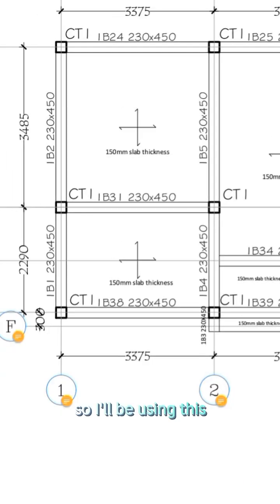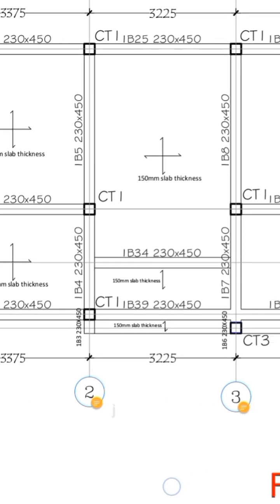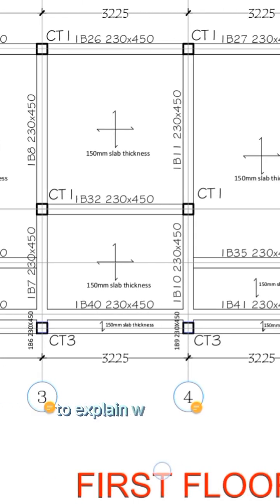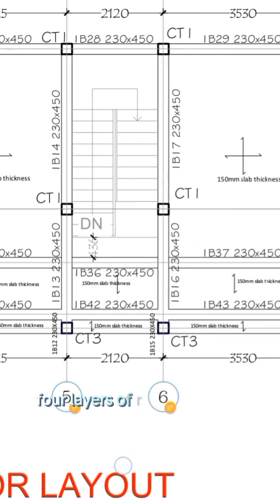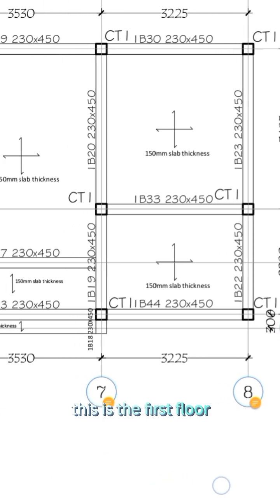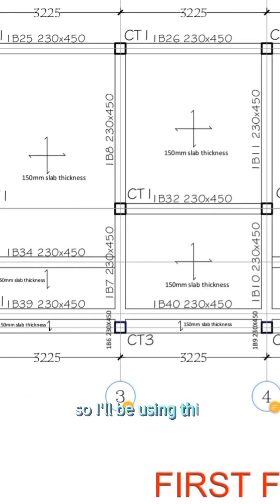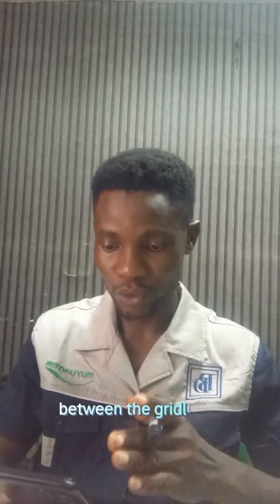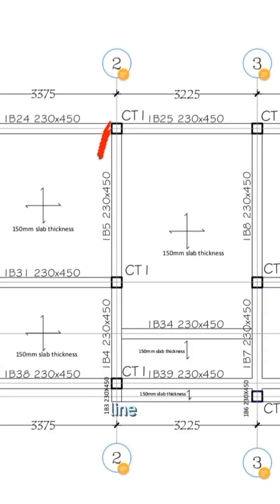So I'll be using this drawing to explain what I just said, to explain what these 4 layers of reinforcement mean. I'll be using this layout. This is the first floor layout drawing. So I'll be using this part. I'll just pick a panel. I'll pick the panel between grid line 2 to 3 and grid line A to C.